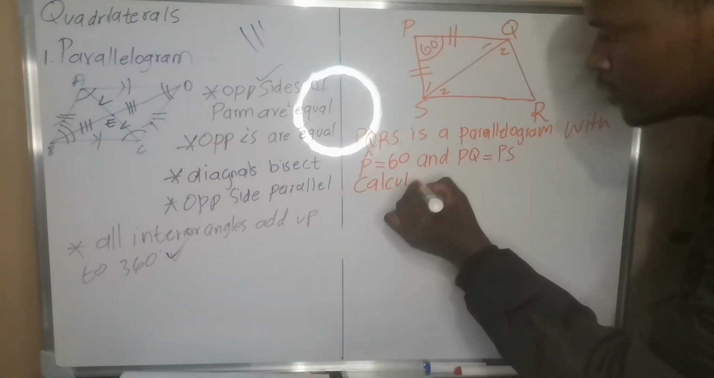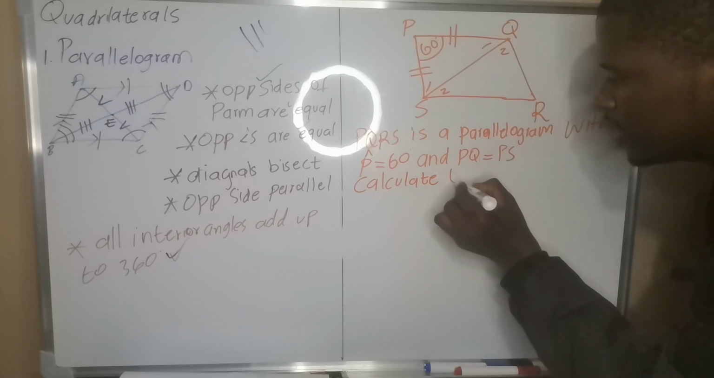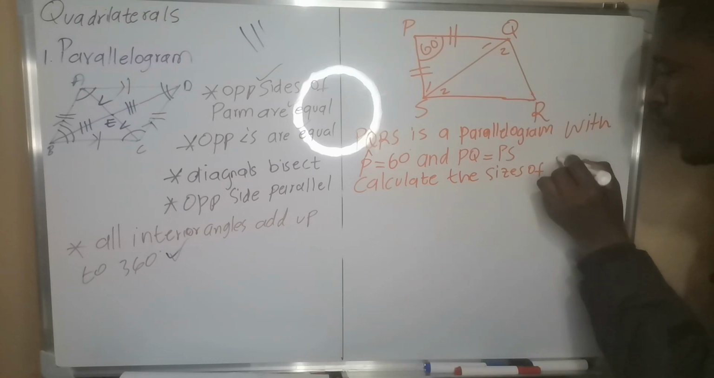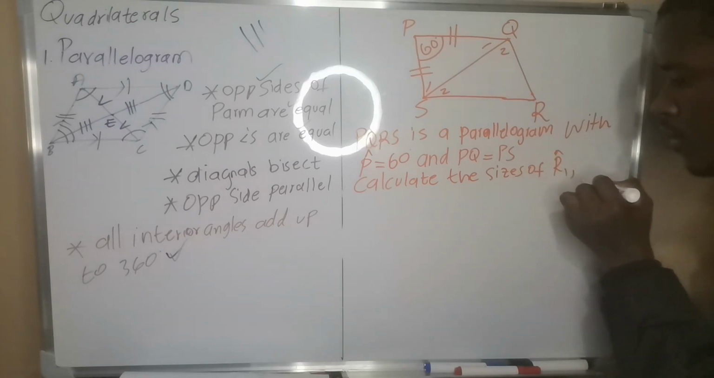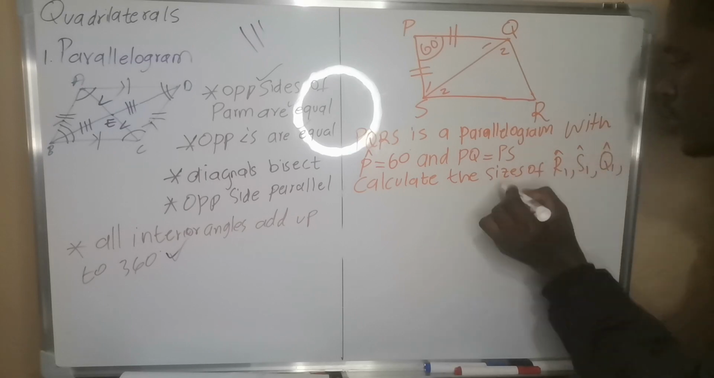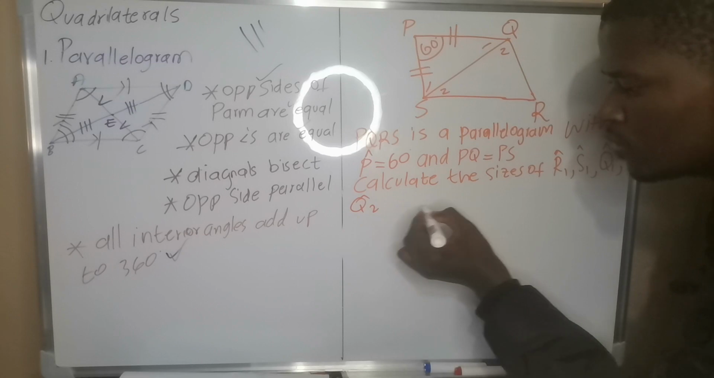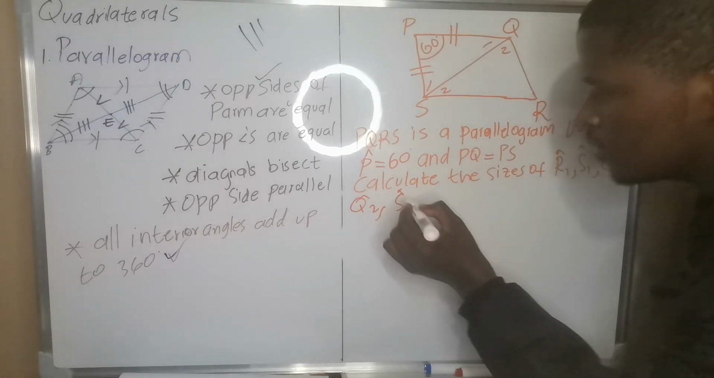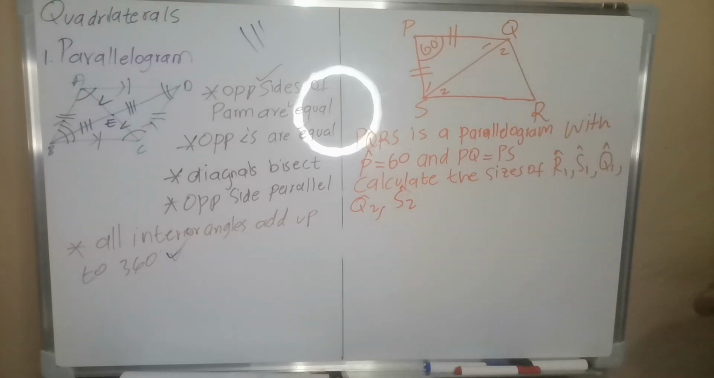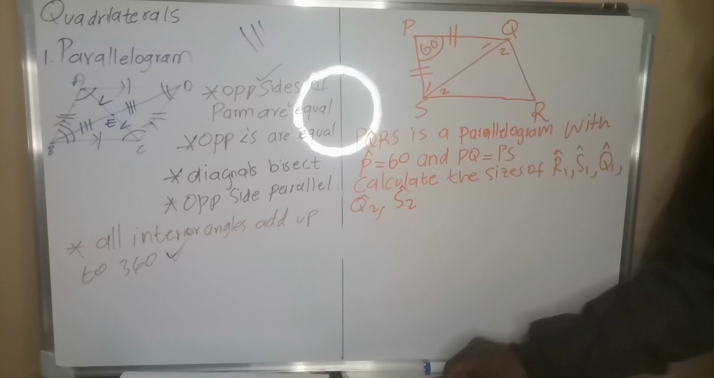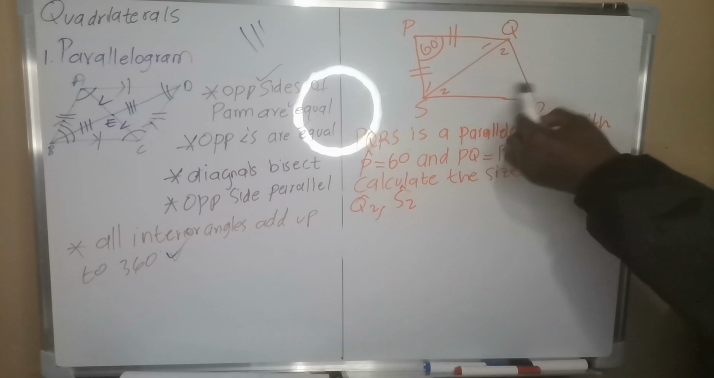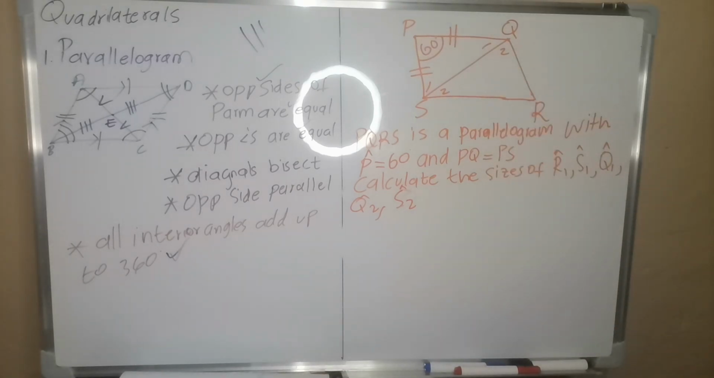Calculate the sizes of R1, S1, Q1, Q2, and S2. So you need to find the sizes of those angles. How can you find the sizes of those angles, guys? Very simple. So I'm going to find R1, S1, Q1, Q2, and S2.